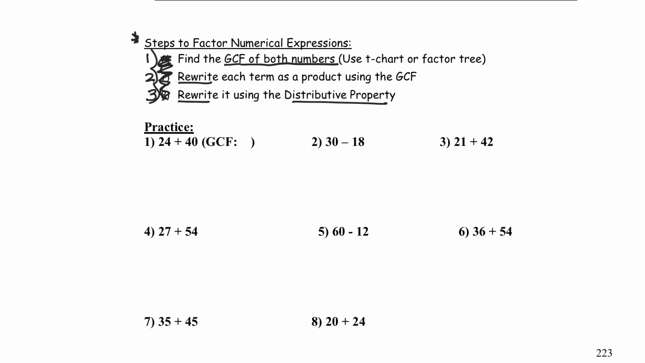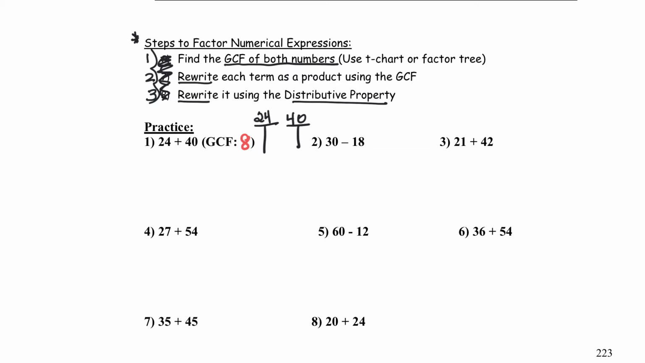Number 1, here's some practice. 24 plus 40. What is the GCF of 24 and 40? If I look at both of them, I can make a T-chart. I can do 24, I can do 40. But I know my facts, and I know that the GCF of 24 and 40 is 8.